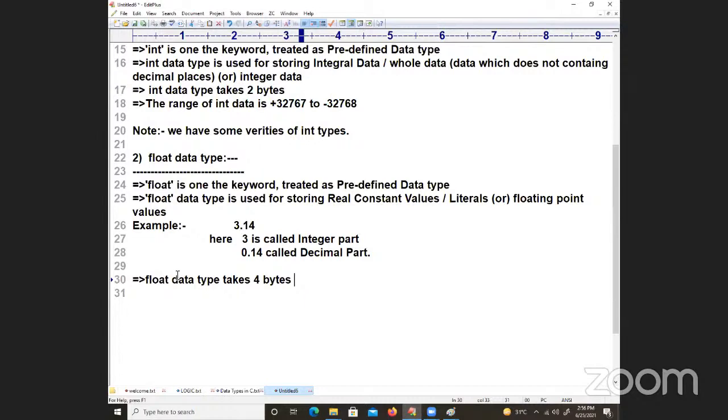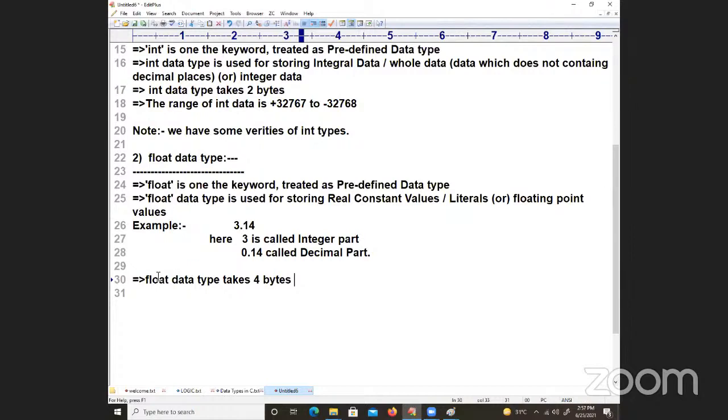4 bytes, now each byte takes 8 bits. 4 bytes means 8 bits each. That's what we wrote: float data type takes 4 bytes.